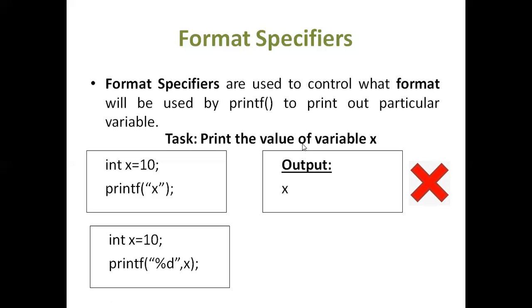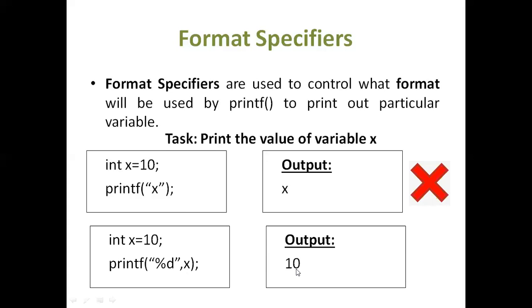So for this purpose, we use the format specifier. As you can see in this piece of code, we have written int x equals 10, and then we have to use in the printf statement the format specifier %d, which is used for the integer data types. And then after the comma, we have written x, which is the name of the variable whose value we want to print. And then in the output, the 10 will be printed, which is the value of the variable. So this is the right solution. So now you can see that the format specifiers are used for printing the values of the variables.